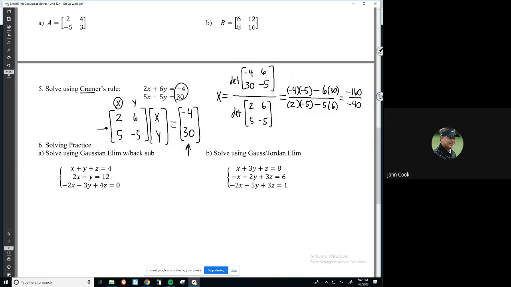-160 over -40 gives me the number 4, right? If I just divide it out, you can cancel all the zeros there, and then -16 over -4 is +4. So that means that x is equal to 4. That's how you use Cramer's rule, okay? So I just solve for x equals 4.